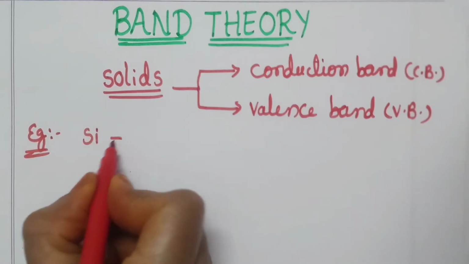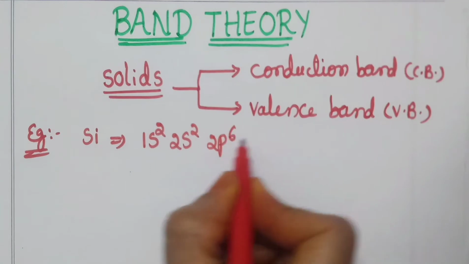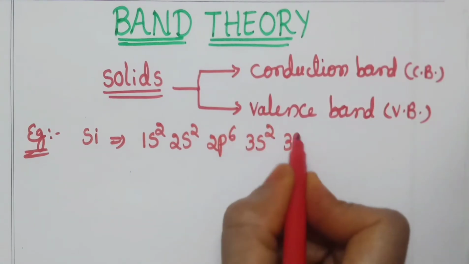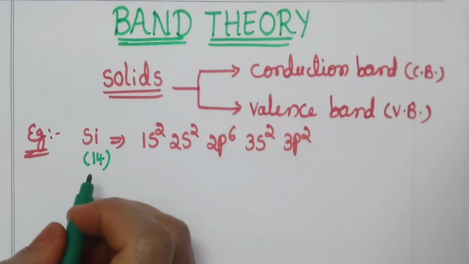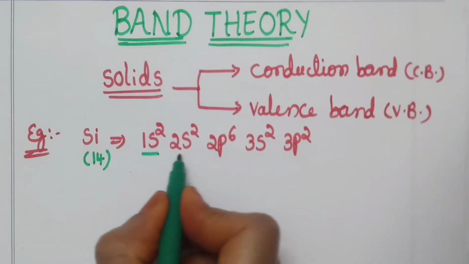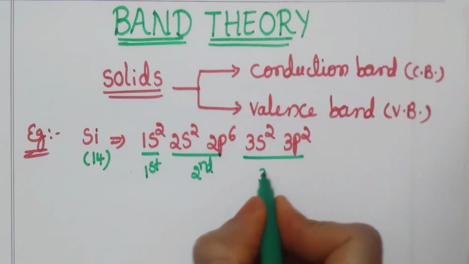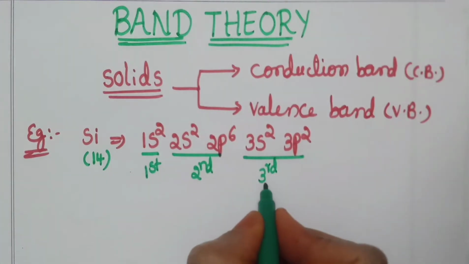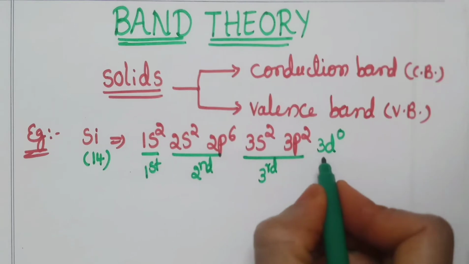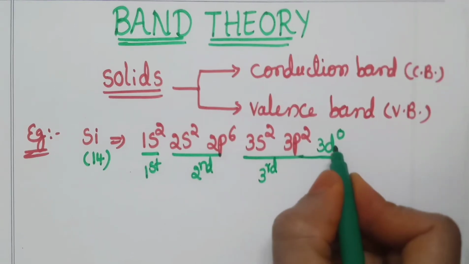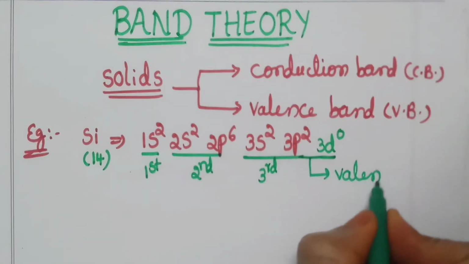Consider silicon whose electronic configuration is given by 1s2, 2s2, 2p6, 3s2, 3p2. The atomic number of silicon is 14, so it can contain only 14 electrons. We know that the first and the second orbits are completely filled, whereas the third orbit is incompletely filled, and in the third shell we also have a subshell D. So let us take this as 3d0. So the 3d, that is the third subshell D, is not filled. Let us consider this as the valence shell.